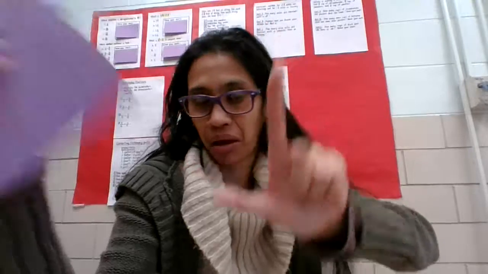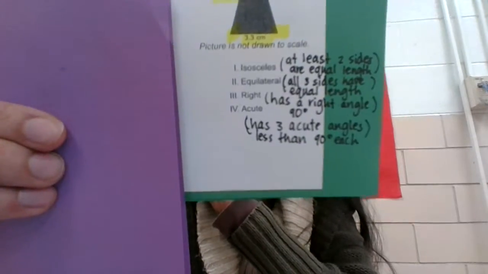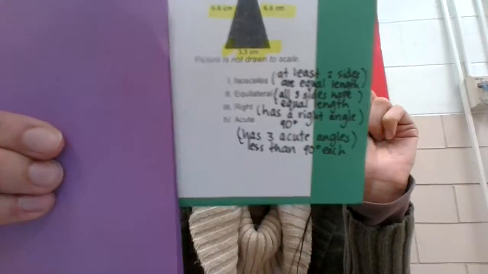And how do you know if it's a right angle? It has that little box in the corner. It looks like an L, like that. Okay. Is it acute? It has 3 acute angles less than 90 degrees. And acute means, so the L was 90 degrees. If it's smaller than that, it's less than 90. If it's wider than the L, it's obtuse. All right? So this triangle is isosceles and acute.